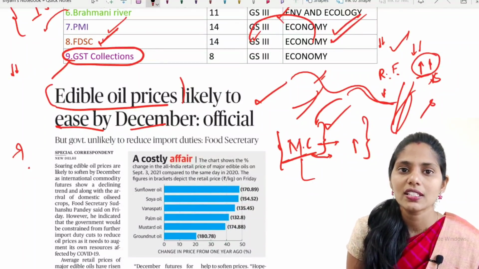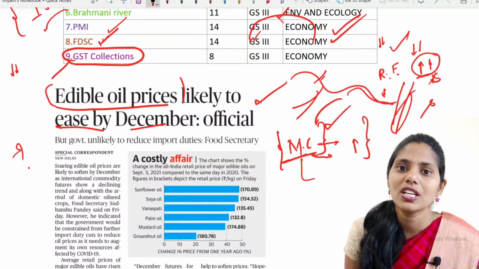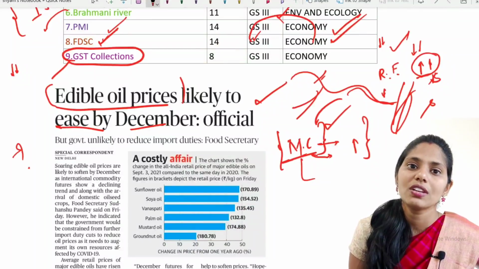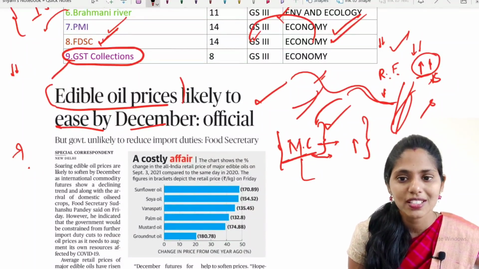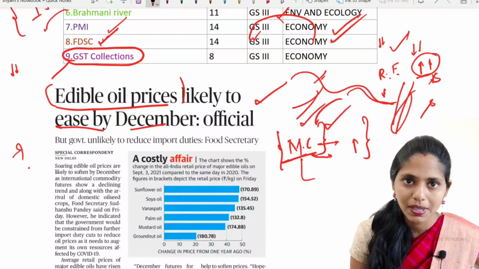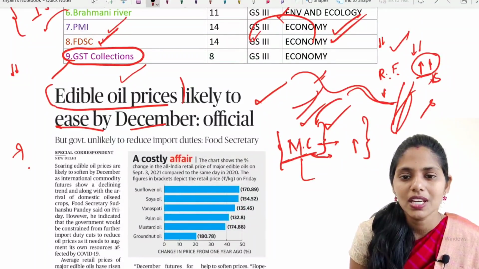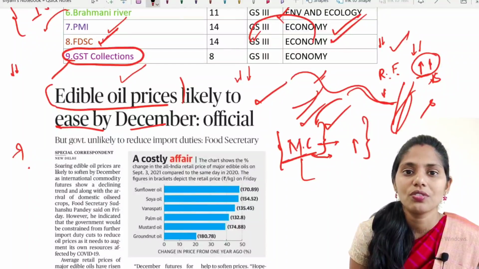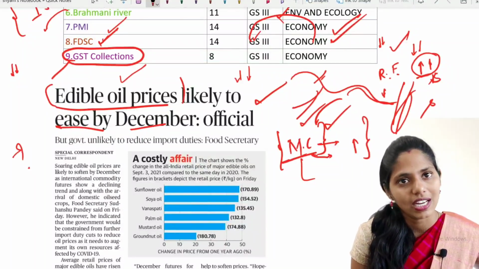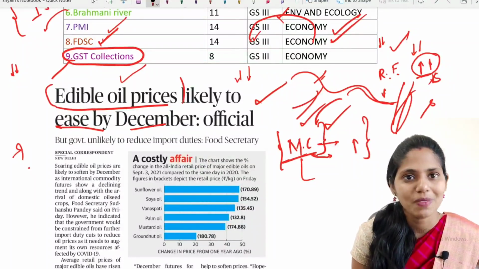So in this context, not only the increase in price of diesel and petrol, but even the increase in edible oil prices has impacted middle class people. Whenever there is an increase in food inflation, that will also affect the nutrition of children, women and the entire family. So that will lead to malnutrition.